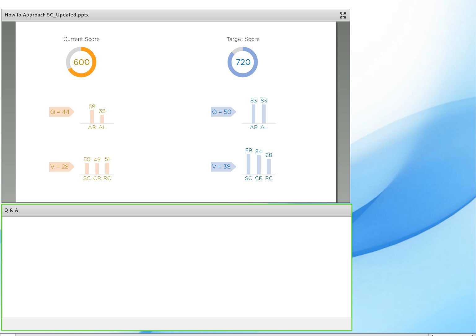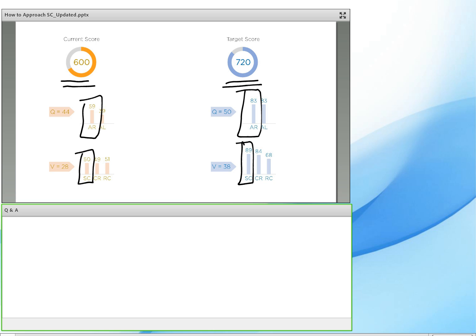So when that happens, your GMAT preparation is no longer a black box where you're saying, okay, I'm going to study, study, study, and hopefully I'm going to go from that 600 to that 720 score. It's a set of five very neatly defined milestones. In arithmetic, for example, you need to go from that 59th percentile to that 83rd percentile. Similarly, in sentence correction, you need to go from that 50th percentile to this 89th percentile, and so on and so forth.